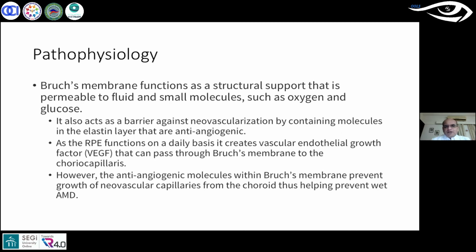As the RPE functions on a daily basis, it's creating vascular endothelial growth factor that passes through the Bruch's membrane to the choriocapillaris. However, the anti-angiogenic molecules within the Bruch's membrane prevent growth of neovascular capillaries from the choroid, and so they help in preventing wet AMD.